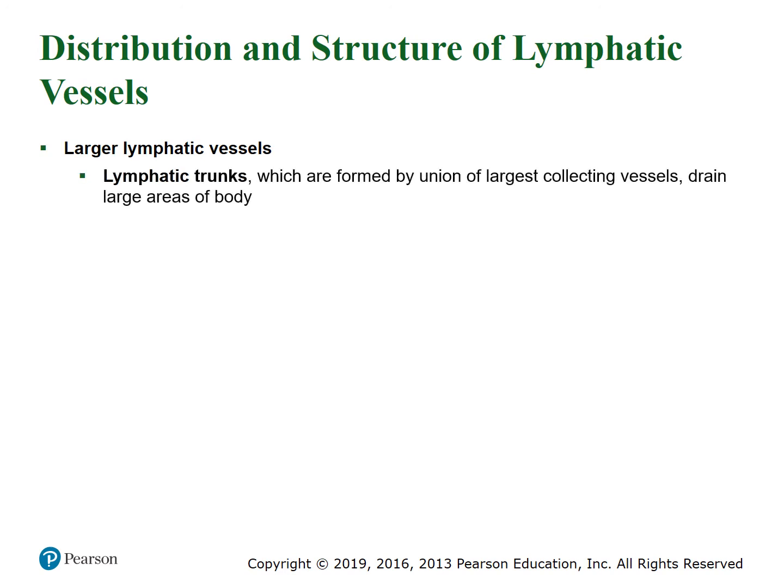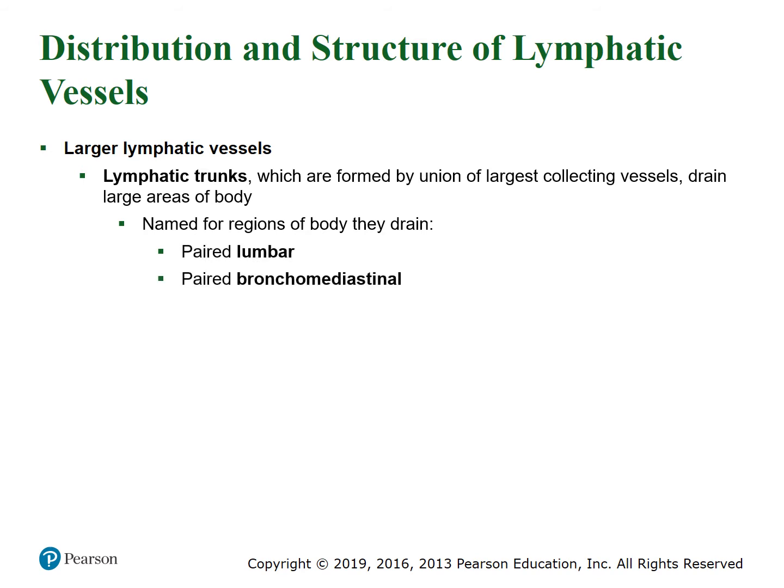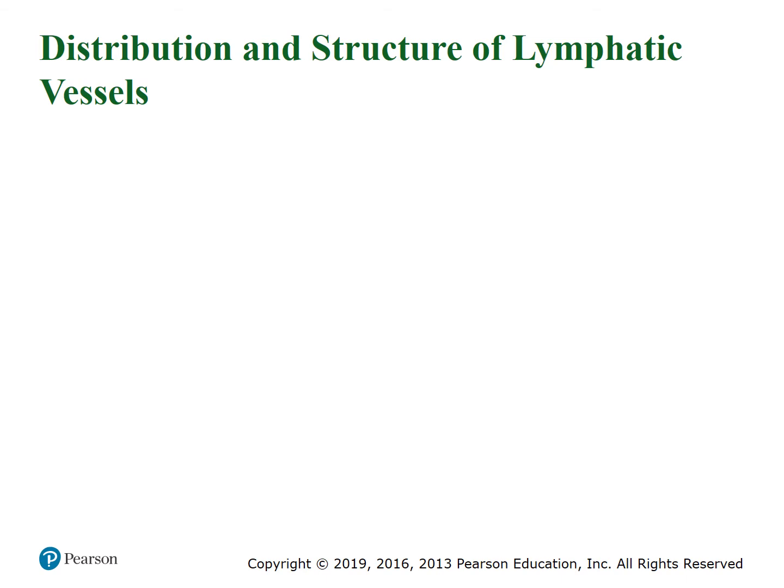So of these larger lymphatic vessels, you've also got lymphatic trunks, which drain large areas of the body. And these are named for the regions of the body that they drain. So you've got paired lumbar trunks, paired bronchomediastinal trunks, paired subclavian trunks, paired jugular trunks, and a single intestinal trunk.